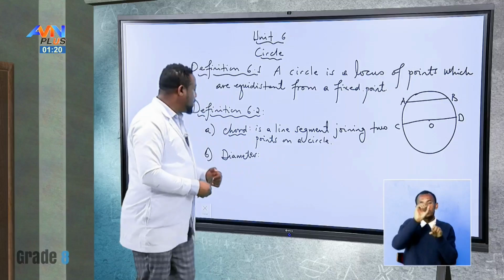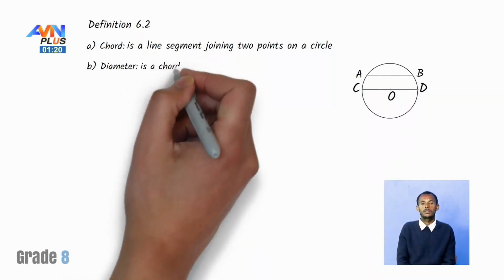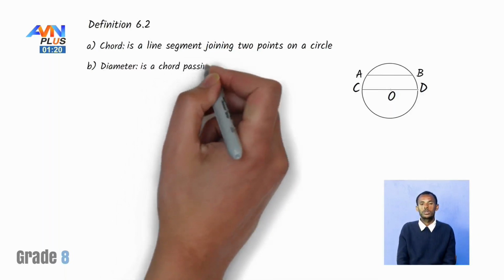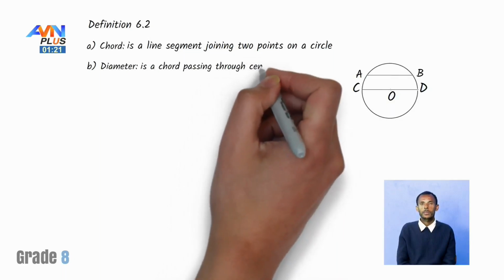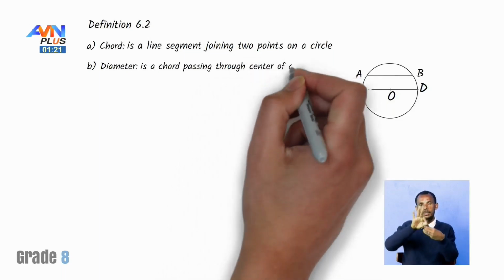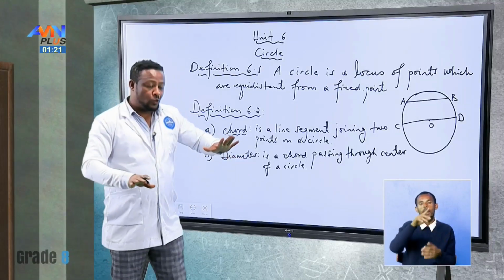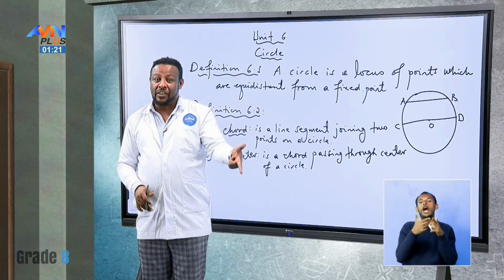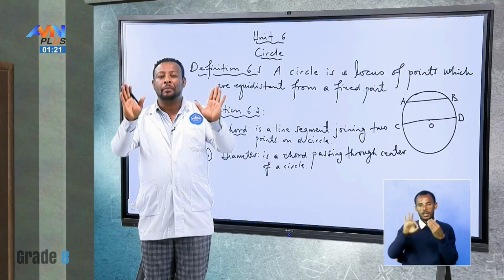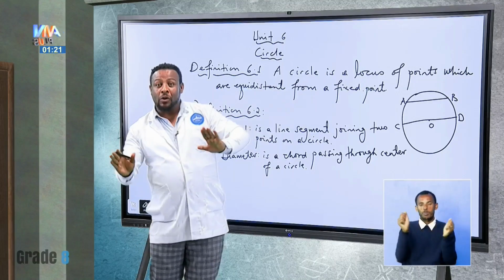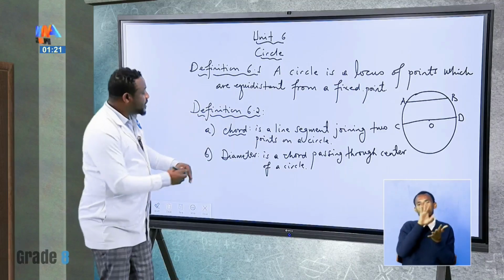So a diameter is a chord passing through the center of a circle. You may be asked to name the largest chord in a circle. If you are asked to name the largest chord in a circle, your answer should be diameter. So both of them are chords. Their difference is that a diameter is a chord passing through the center. So this is the second terminology.